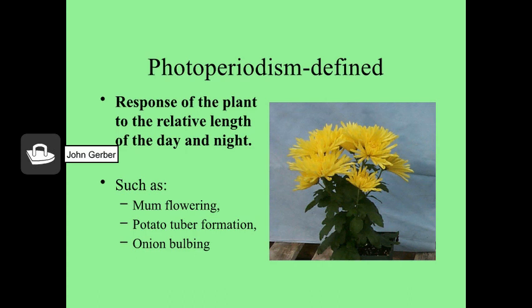There are lots of developmental changes that you can see in plants in response to the relative length of day and night. Chrysanthemum flowering, for example, potato tuberization and onion bulbing are several that we'll talk about.